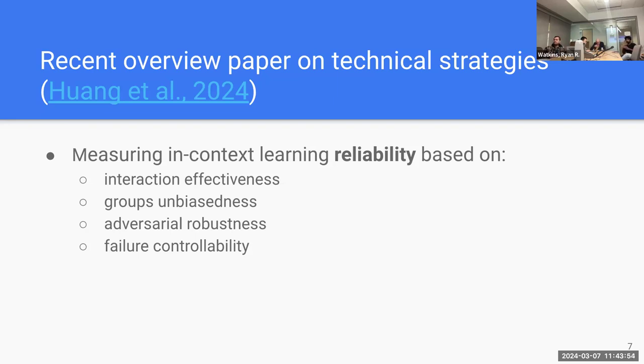And they think about it once again in a specific context. So you really have to think about using these models in contexts. If it's a medical context or a banking context, you're going to have different requirements that you need to meet. And they're thinking about reliability based on these different attributes: how effective the interactions are with the user, things about bias, adversarial robustness, meaning how susceptible is it to being attacked, and then failure controllability. How might it fail? How are you going to control those failures?